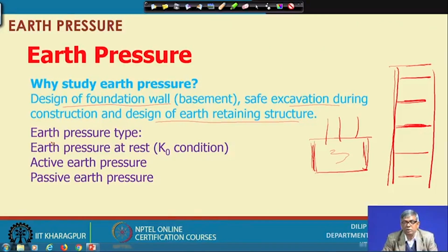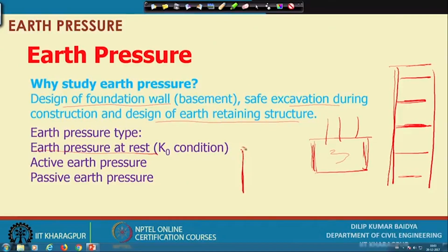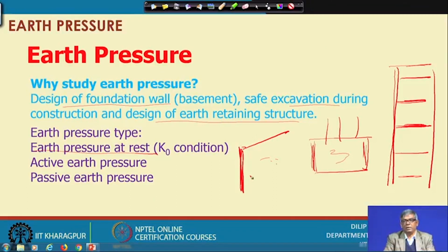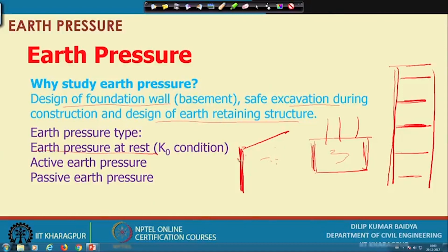Now, what are the different types of earth pressure? There is earth pressure at rest. What does at rest mean? Suppose there is a wall retaining the soil, and there is no movement of the wall. Then whatever pressure comes on the wall is called earth pressure at rest. But generally, when this type of backfill is on the wall, there will be a tendency to move the wall away from the backfill, and sometimes the other way also. That means wall movement will take place, and based on that, we have another two types of pressure. One is called active earth pressure, another is called passive earth pressure.